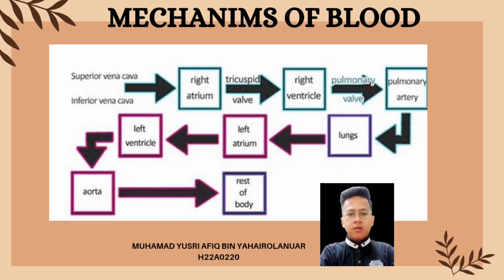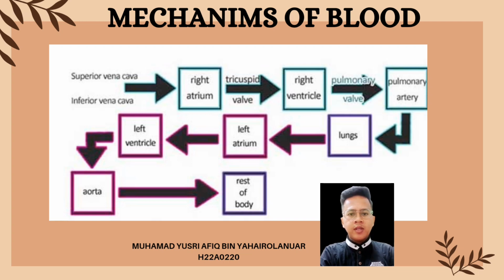I want to tell the mechanism of blood circulation throughout the heart. 1. The vena cava transports deoxygenated blood from the body's rest to the right atrium. 2. When the right atrium wall is filled with blood, it contracts and pushes the blood through the tricuspid valve into the right ventricle. 3. When the right ventricle is filled with blood, the wall contracts and pushes it through the pulmonary valve to the pulmonary artery and then directly to the lung.